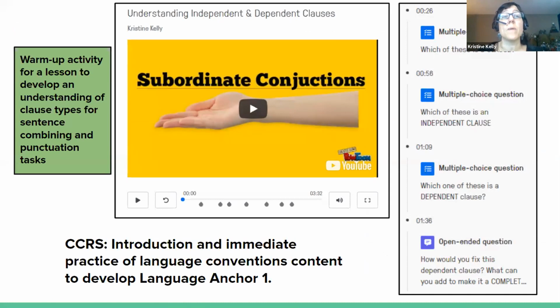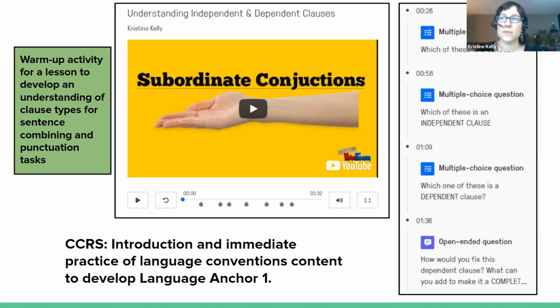I use this as a warm-up activity because we started talking about clause types. We do a lot of work with clauses because I teach my students how to disassemble a very long, complex sentence into clauses. And I also teach them how to combine clauses and create their own complex, or not just complex sentences, but just longer sentences. And this introduces the concept of what a clause is, what an independent clause is, what a dependent clause is.